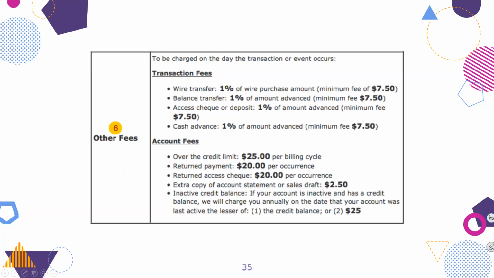This one says inactive credit balance. If your account is inactive and has a credit balance, you will be charged annually on a date that your account was last active for either the credit balance or $25. So if you leave money owing on your card and then forget about your card, they're going to keep just charging you money for leaving that balance there. So these are all the little tricky things that how they make money off of you using their card to buy things.